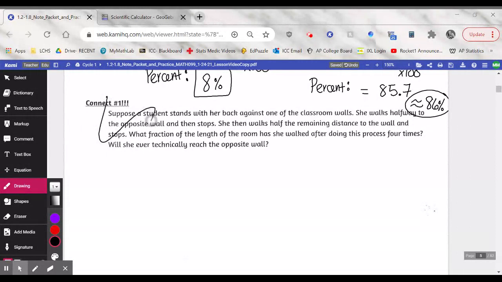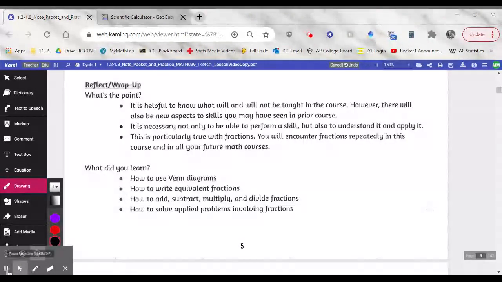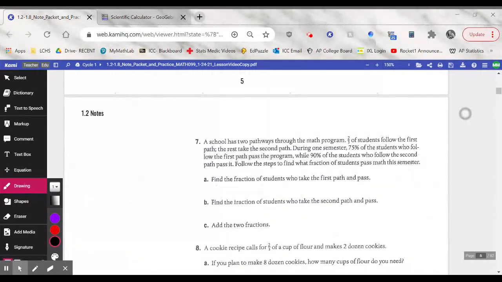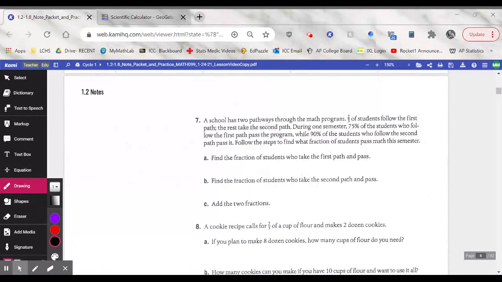We are going to skip this connect problem. At the end of your sections, you will see a reflection and a wrap-up of the different topics that we covered as well. So if you want to read those, you can see the different objectives that we met. The rest of your notes for this section go over some problems that are similar to what you'll see in your homework. So I may skip around a little bit, so just pay attention to the page that we're on and also what problem we're working with.